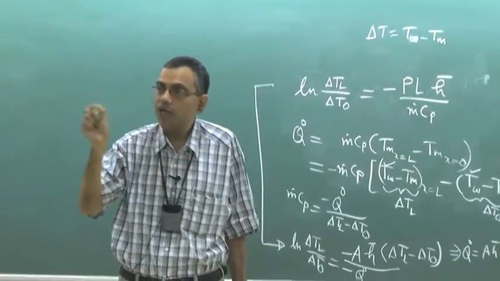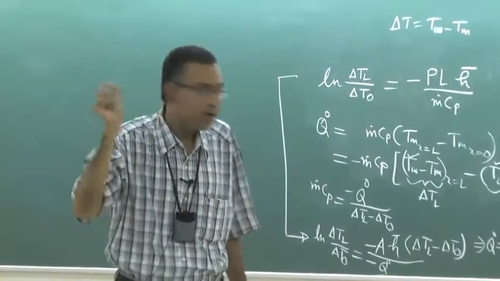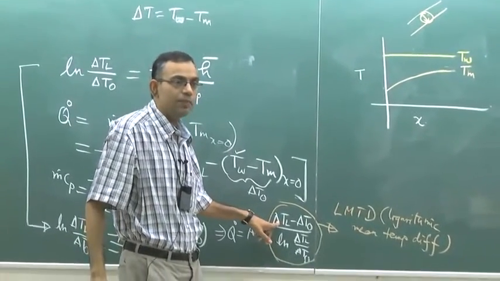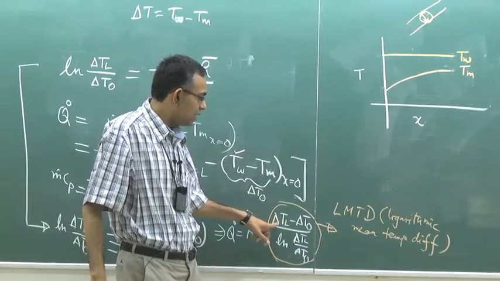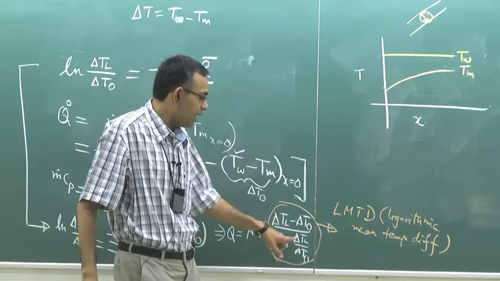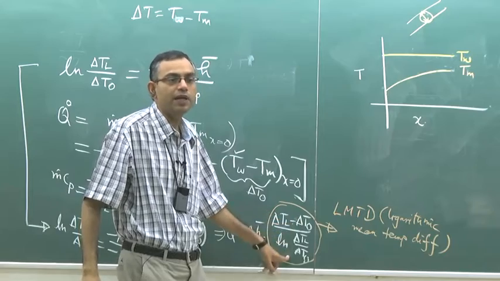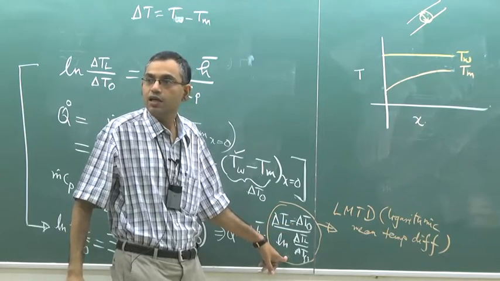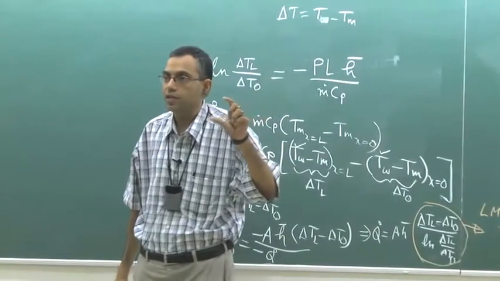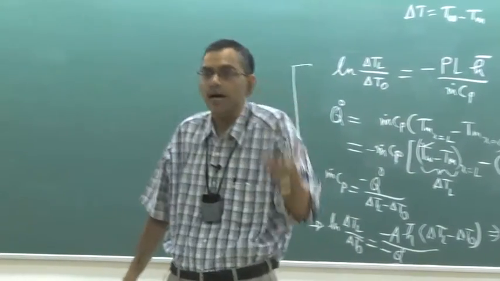See, for anything you can do it mathematically. How do you do it mathematically? If a constant temperature difference is there, then delta TL equals delta T0. So it is 0 by ln 1, that is 0 by 0. You can use L'Hopital's rule to find out the logarithmic mean temperature difference. But my question is, why should we do that?